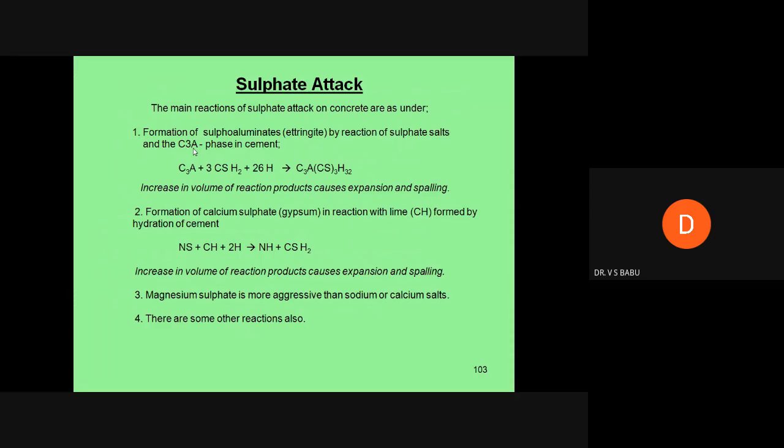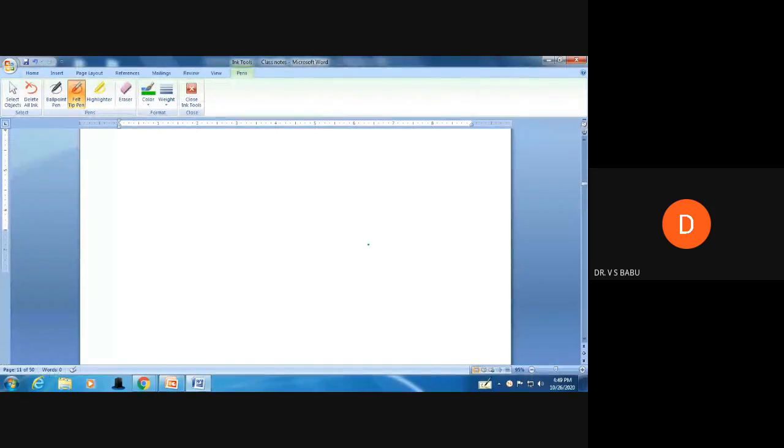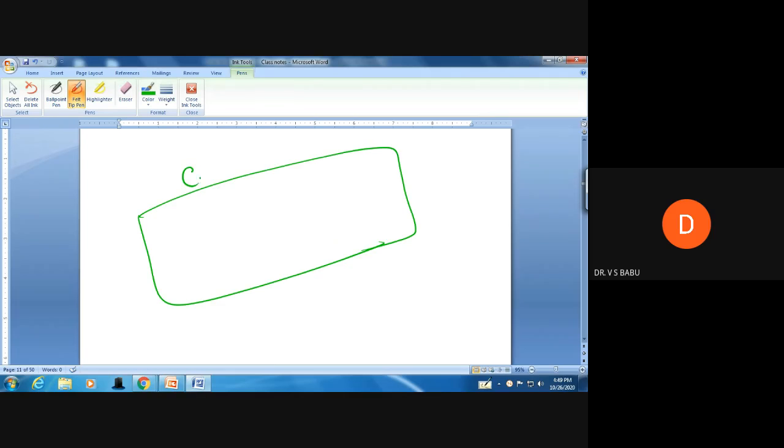Once the ettringite is formed, an increase in volume will take place, and expansion and spalling of the concrete slab will happen. Suppose this is the roof slab. If the C3A content is combined with sulfate salts, then what happens? Ettringite will form.